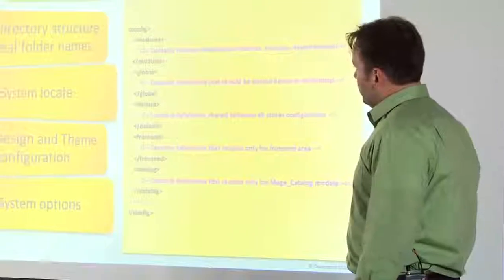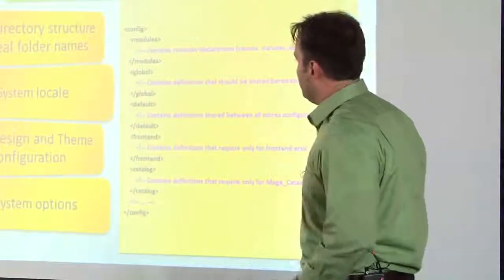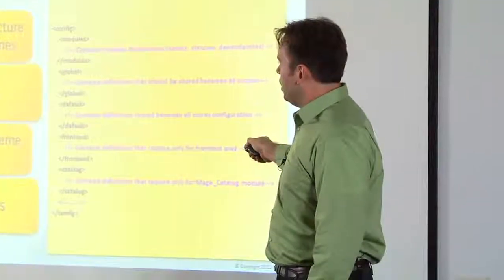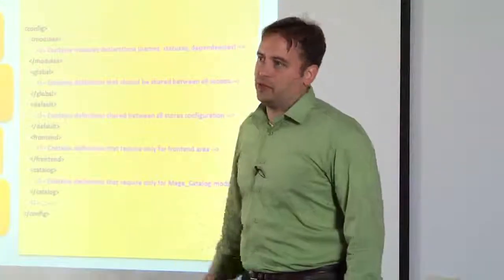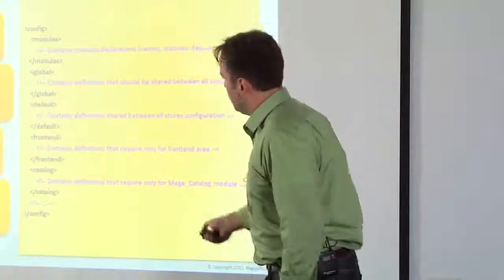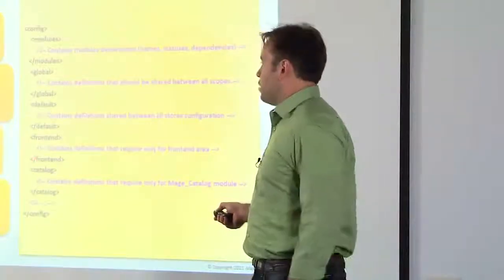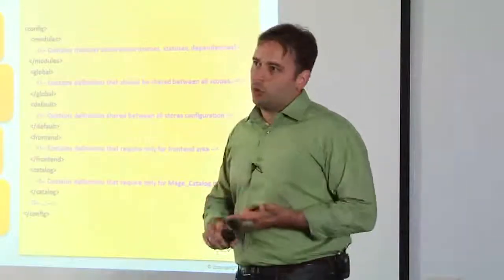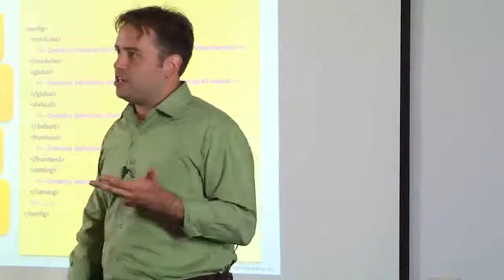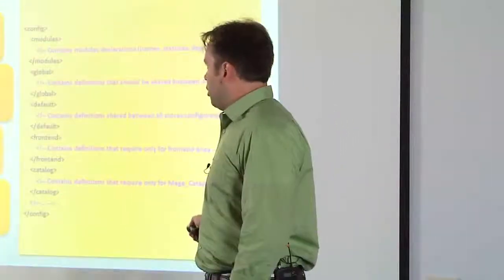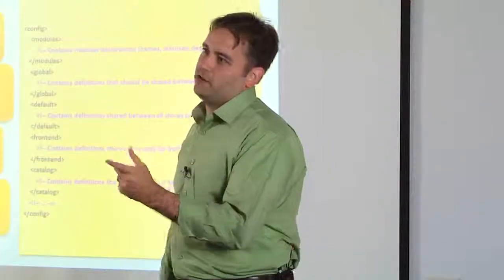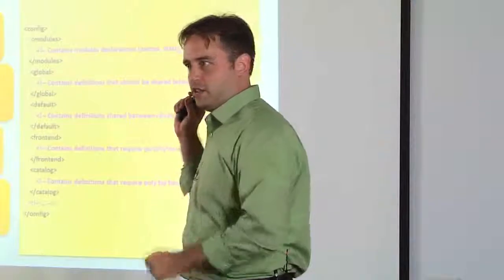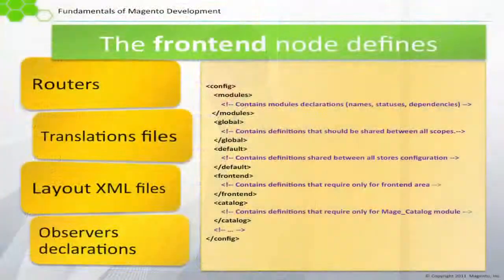So really, what I tend to do when I see a config file is I look for the nodes directly inside config, because those are the significant areas here. So we have our different configuration areas, like front end, global, admin, and admin HTML. Those are nodes that you'll see directly under config, and they are configuration areas, which are different from the design areas that I was discussing earlier.